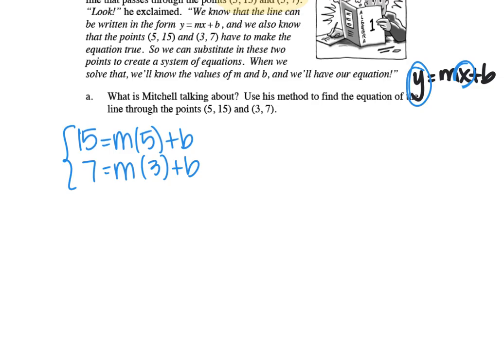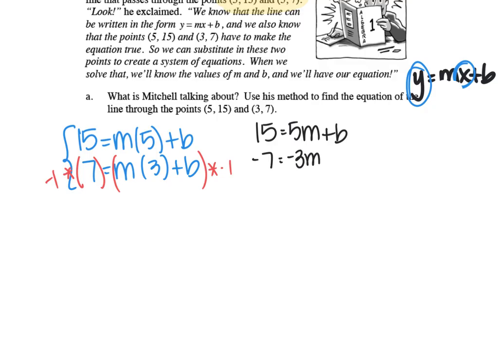And so the easiest thing really to do is to use elimination and take one of the equations and multiply it by -1 to cancel b. So I'm going to take this equation, and I'm going to multiply by -1 on this side of my equation, and by -1 on this side of my equation. So my top equation is going to stay 15 equals, instead of writing m times 5, I'm just going to write 5m because we know it's the same thing. And then my bottom equation is going to turn into -7 equals -3m minus b, and then just like always, I'm going to add these two equations together.